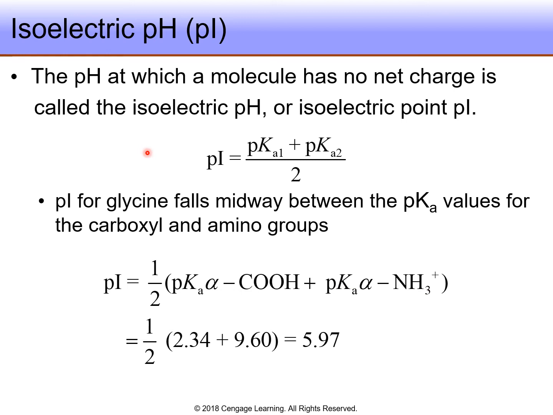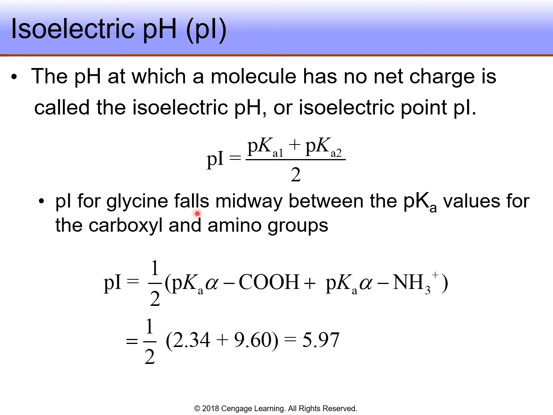Now, amino acid isoelectric point. The pH at which a molecule has no net charge is called the isoelectric pH, or isoelectric point, pI. And this property can be put to use in separation methods. Now, the pI of an amino acid can be calculated by this equation: pI equals pKa1 plus pKa2 divided by 2.